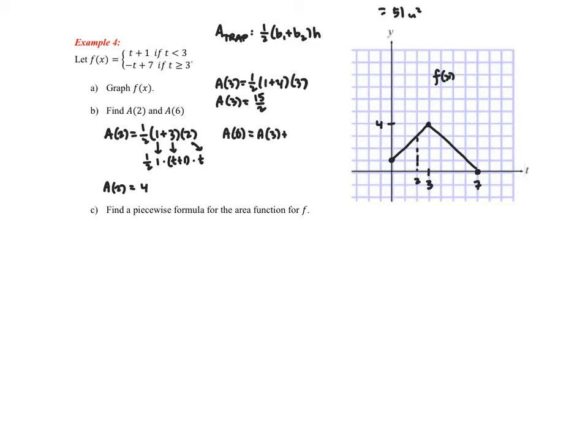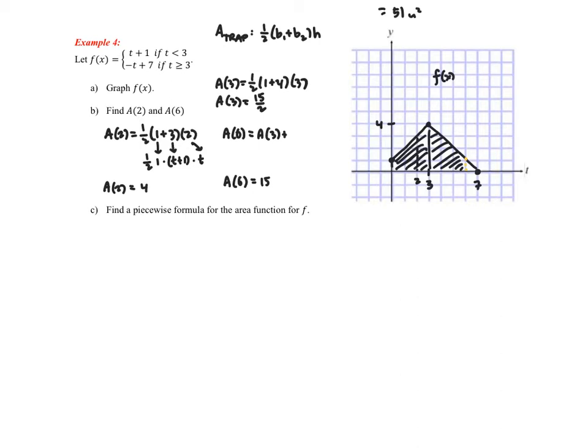Now the area from 3 up to 6 just so happens, in this case, to be symmetrically equal. You can see that these two will be the same. So I could really just double the area from 0 to 3, and that would give me that entire area for A of 6. So A of 6 should end up equaling 15. But I do want to build this thing, so let's do it.